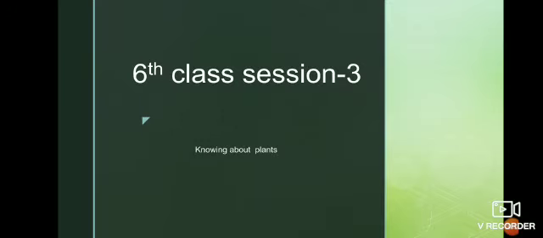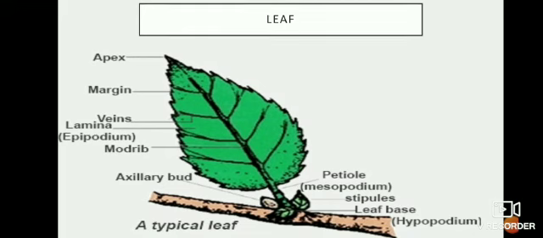Children, today we are going to learn about another important organ of a plant, that is leaf. Let us continue our session 3. So, children, here you are seeing the structure of a leaf.